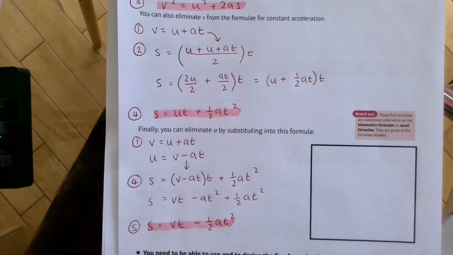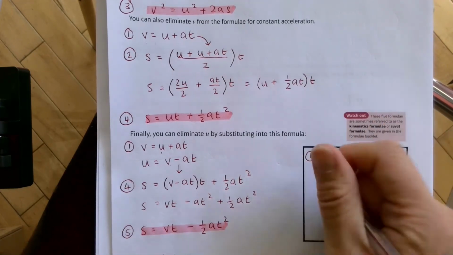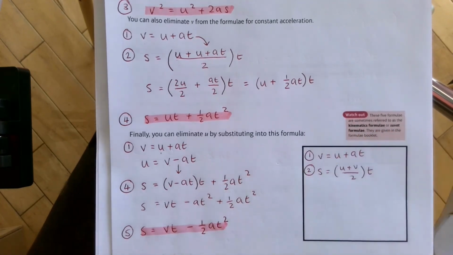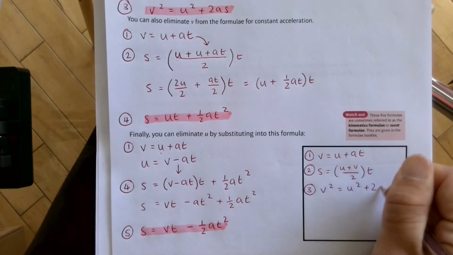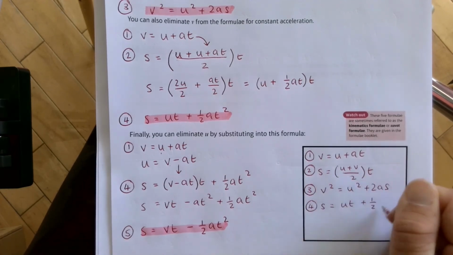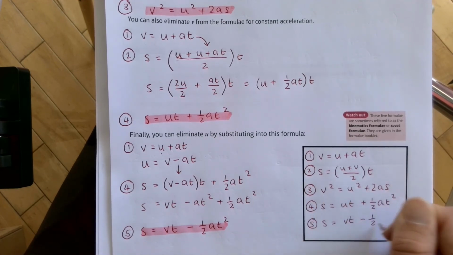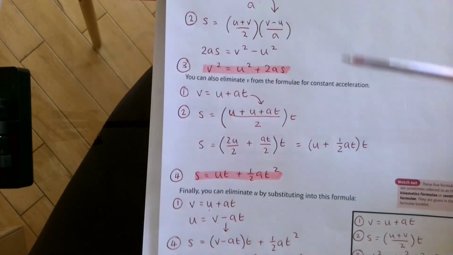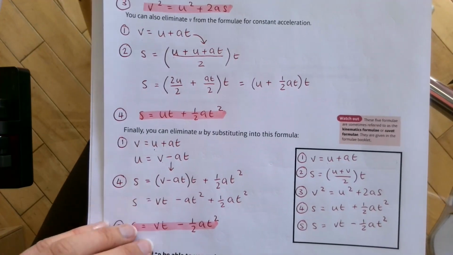If I write them out then, it's this box, all of the ones we need to remember. We've got v equals u plus at as my first one. The second is s equals (u plus v) over 2 multiplied by t. The third is v squared equals u squared plus 2as. Fourth, s equals ut plus a half at squared. And finally, s equals vt minus a half at squared. Those are my five important formulae. You need to know these, but you also need to know how to derive them like we've just done. In the next video, we're going to go through examples of how to use them.